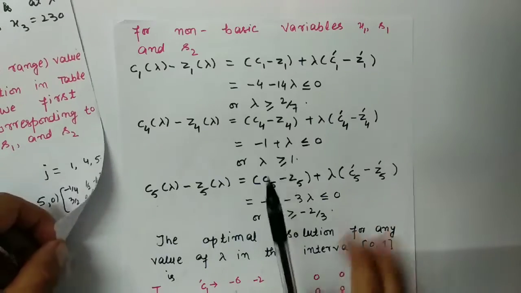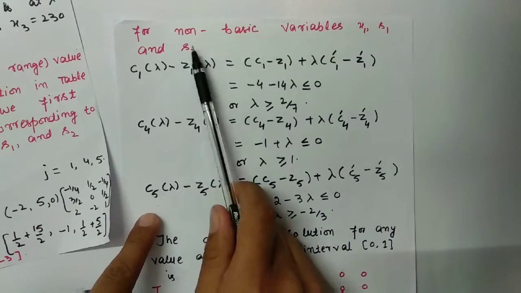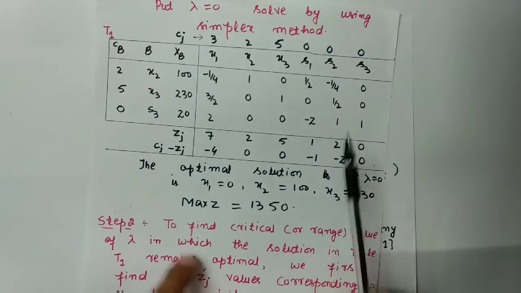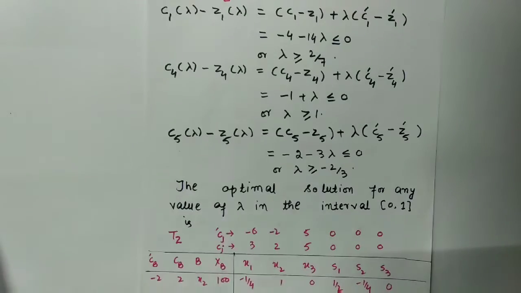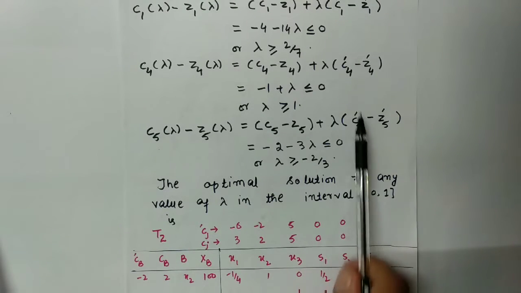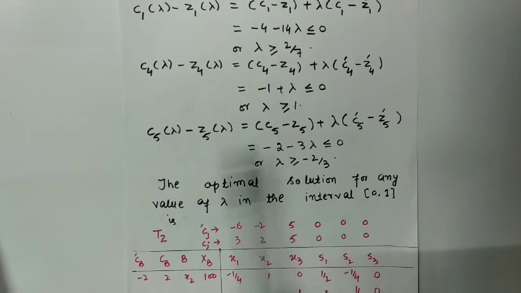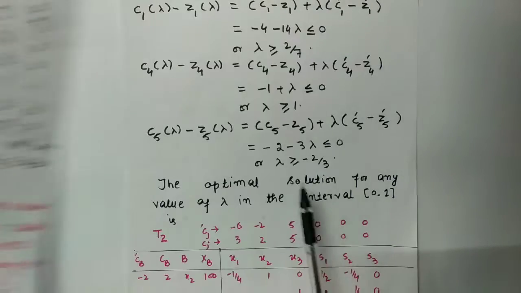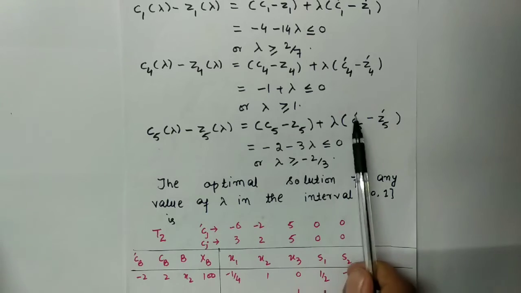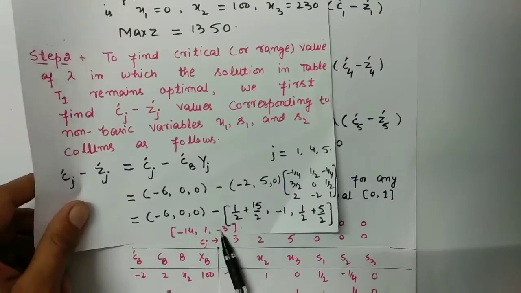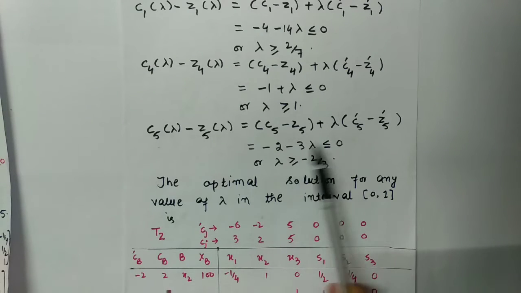Now I will find it corresponding to S2, which is in the fifth column. So I will write here C5 lambda minus Z5 lambda, which is equal to C5 minus Z5 plus lambda times C dash 5 minus Z dash 5. Now C5 minus Z5 from table 1 is minus 2. So I have written minus 2, and C dash 5 minus Z dash 5, which is minus 3. So I had written here minus 3 lambda. After simplifying, lambda is greater than or equal to minus 2 by 3.